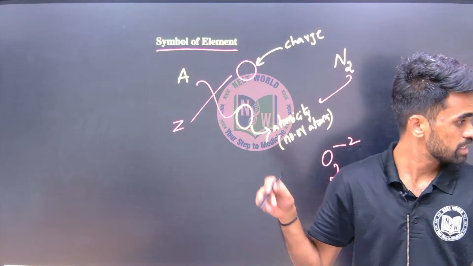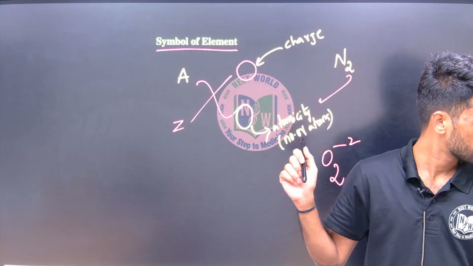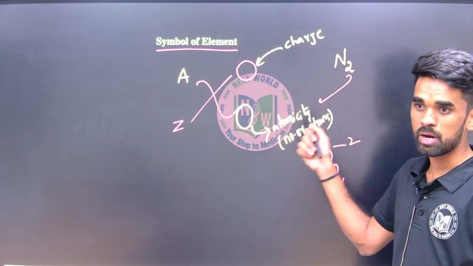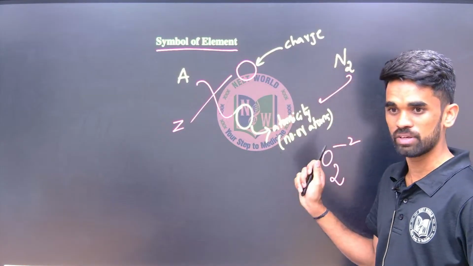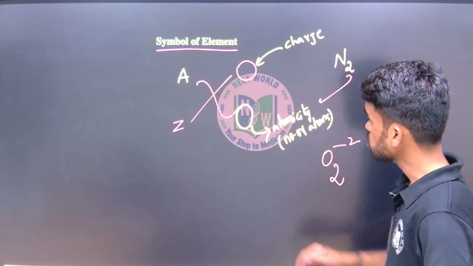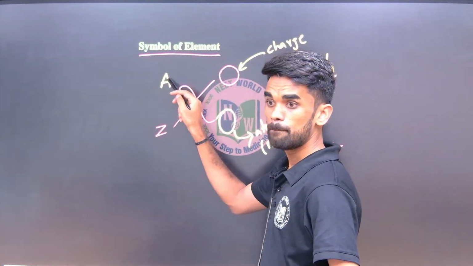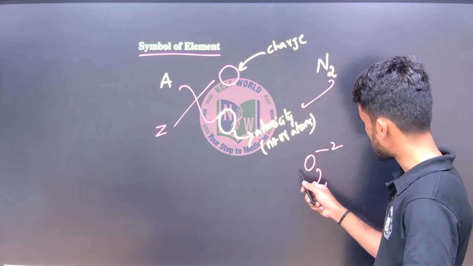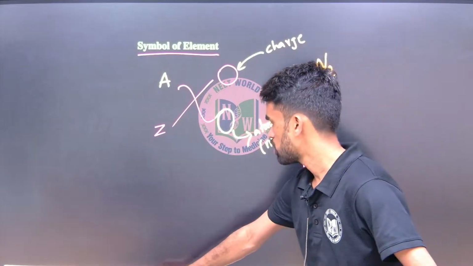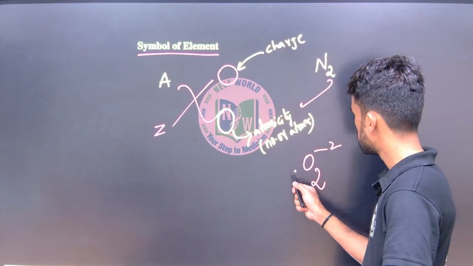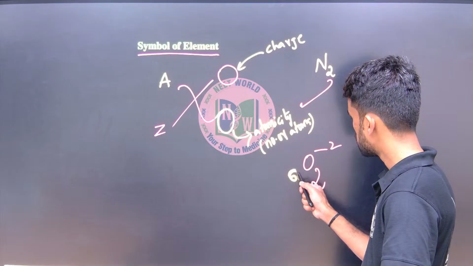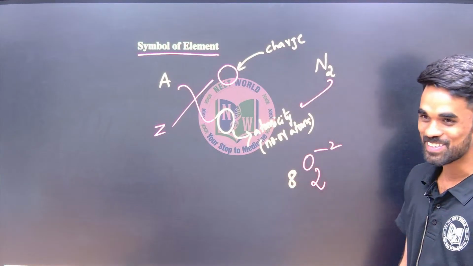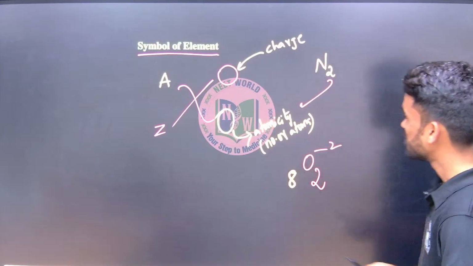Is that clear? This is a standard way of representing an element, in its atomic form, neutral form, ionic form, everywhere. So this position is for mass number. A indicates mass number, Z indicates atomic number. So for example, for oxygen, what is the mass number here? 16. The atomic number for oxygen is how much? 8. So use that here. Okay, next.